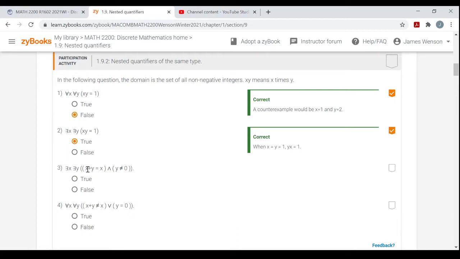If you think about it, x plus y is only going to be equal to x if y is 0. So these can't both happen. This says that y has to be 0, and this says that y can't be 0. That's a contradiction. Something cannot be 0 and not 0 at the same time. So there is no pair. I can't find a pair of numbers for which both of these would be true, so this would be false.